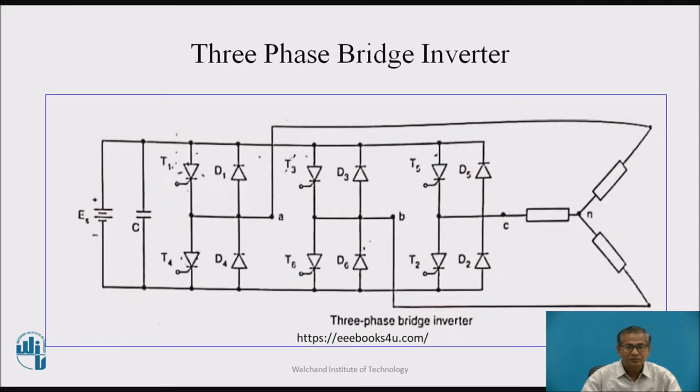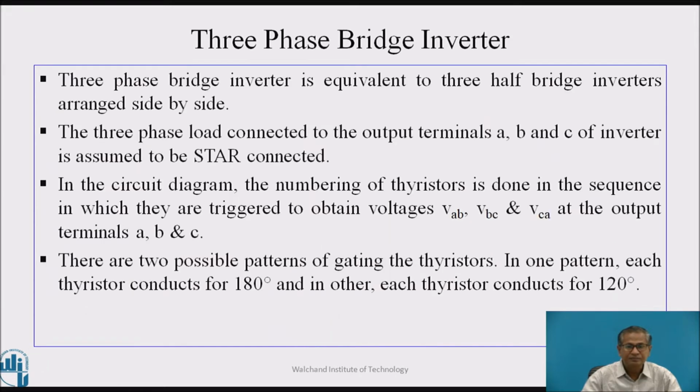So this is the circuit diagram of the three-phase bridge inverter. It is the combination of three single-phase half-bridge inverters. It consists of 6 power devices T1 to T6 and 6 feedback diodes D1 to D6. Here the load is either star connected or delta connected. The three-phase bridge inverter is equivalent to three single-phase half-bridge inverters arranged side by side.